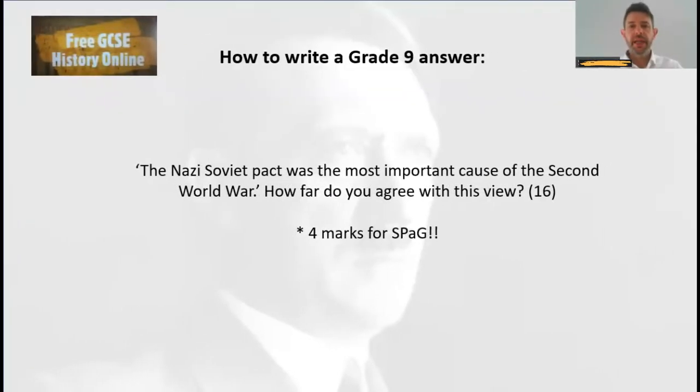Here we are. Then we're going to do a big 16 marker. We're going to look at: the Nazi-Soviet Pact was the most important cause of the Second World War. How far do you agree with this view? We've got 4 marks for SPAG. So how are we going to be successful with this answer then?